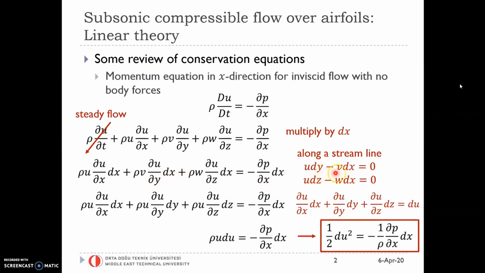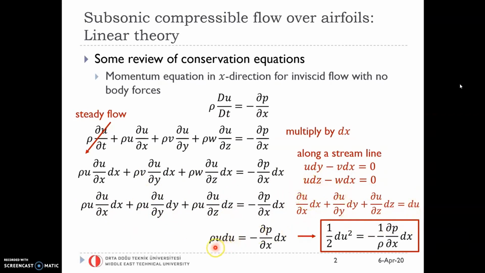Which means that here, instead of v dx, we can write u dy, so that we can substitute this here with u dy, and instead of w dx we can write u dz. Then if you take u out of the left hand side, you have rho u times this final summation here, and that's nothing but du, the differential of the u component. And by using the chain rule, you can come up with this.